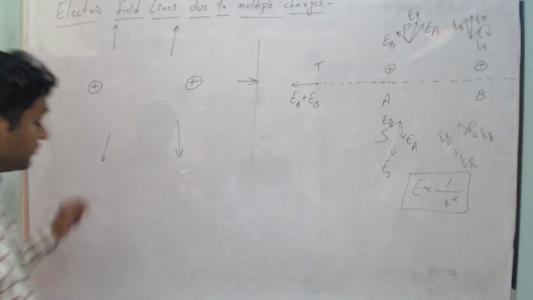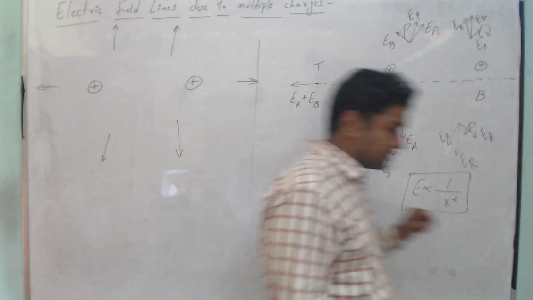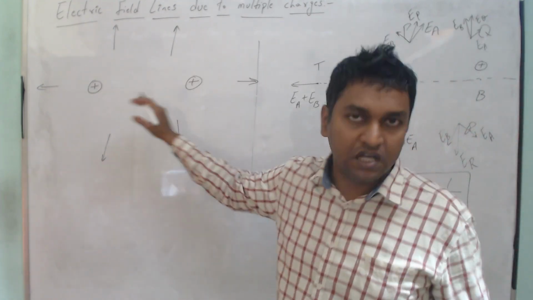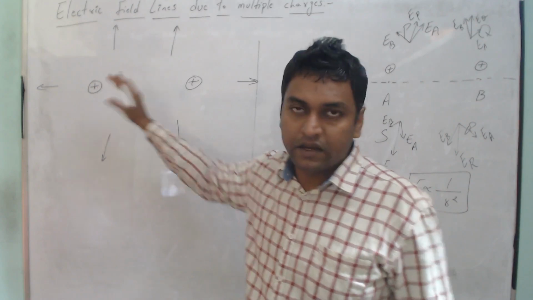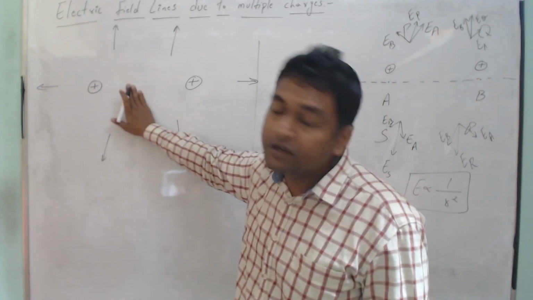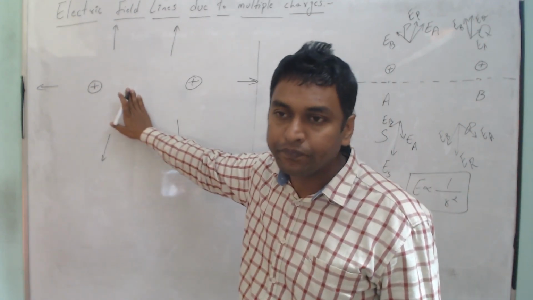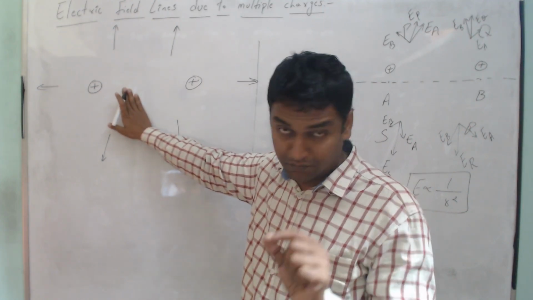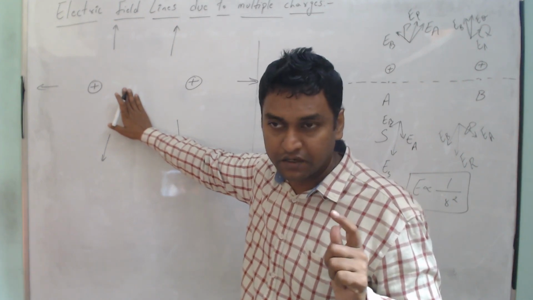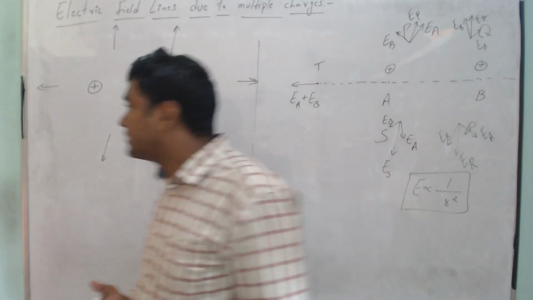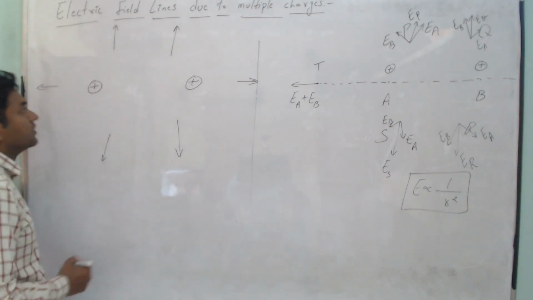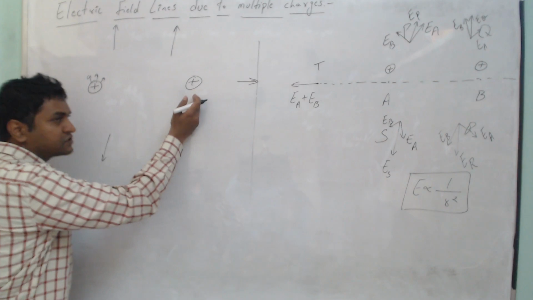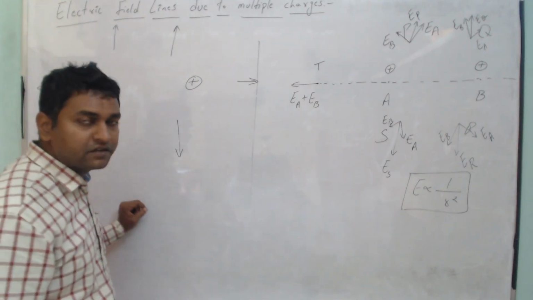If you remember, in the last class we discussed that there will be a null point somewhere in between both the charges, where the net electric field will be 0. So at that point there will be no electric field, and we cannot show any field line passing through that point or region. Another thing I want to tell you: when we go very close to a positive charge, the effect of the other charge will be less, right? Very, very close.